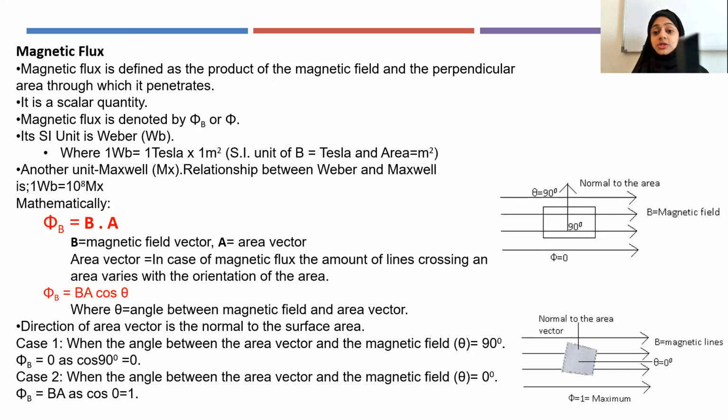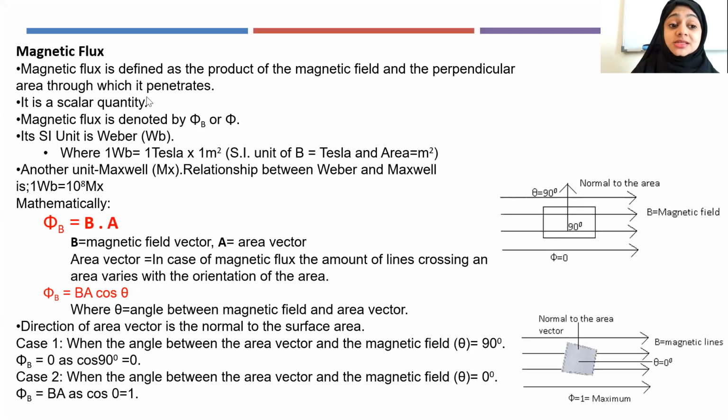Suppose this is a surface, we are taking the area of this surface, then the magnitude will be the magnitude of the area vector, and the direction of the vector will be perpendicular to it in this direction. So magnetic flux is the product of two vector quantities. Magnetic field is a vector and area is also a vector.